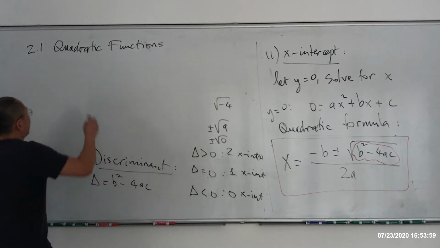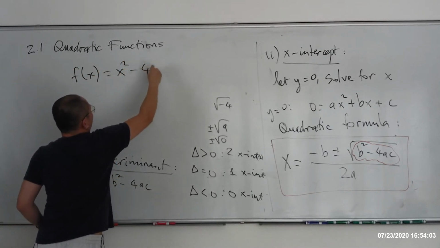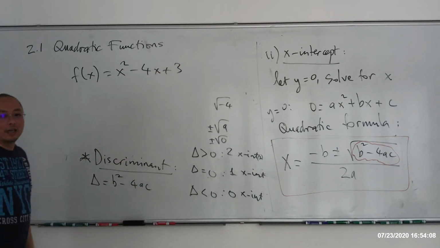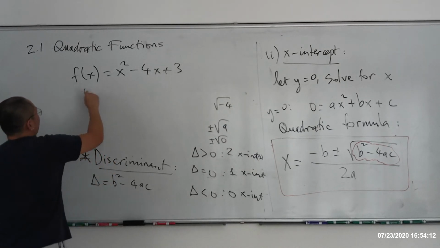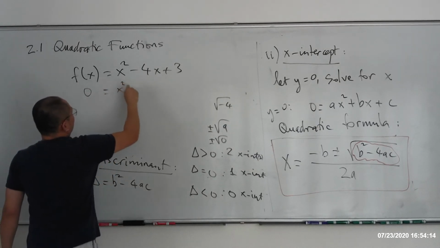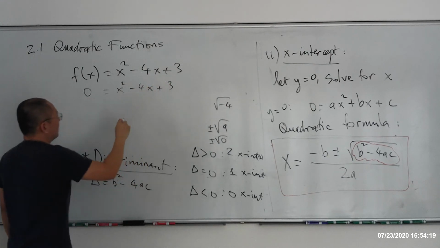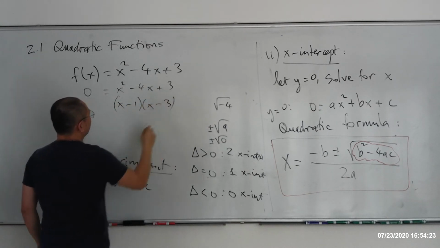Let me use the same example I gave you before: f of x equals x squared minus 4x plus 3. Now you want to find the x-intercept. Let y, or f of x, equal 0, right? And I claim that this one can be factored out. It's going to be x minus 1 times x minus 3.